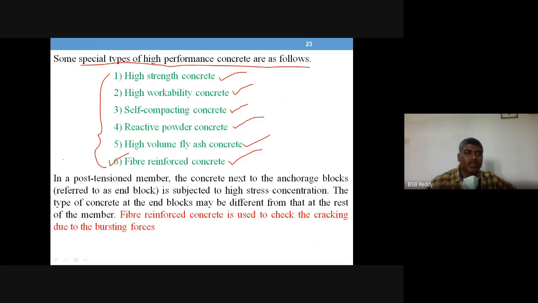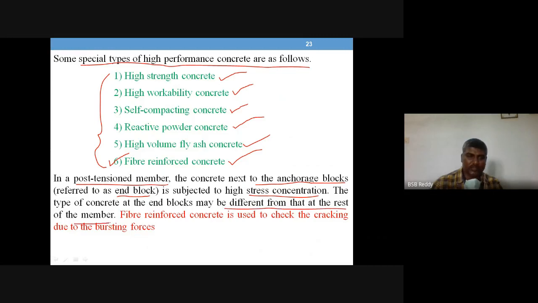Okay. Right, in a post-tensioned member, the concrete next to the anchorage blocks, otherwise known as the end block, is subjected to high stress concentrations. As I told you, the ends of the pre-stressed concrete member are highly stressed, where the load transfer is going on. So the type of concrete at end blocks shall be different from the rest of the member.